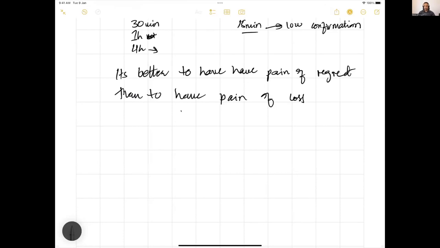That pain of regret is way smaller than the pain you feel when you take a loss because you didn't wait. It's very important.